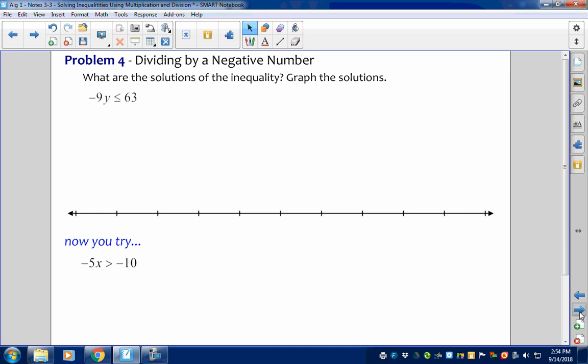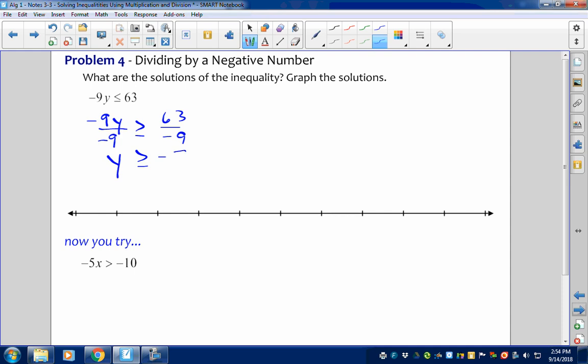All right, last one here, dividing by a negative number. Take the negative 9y here into 63. I'm not going to write my symbol yet. Divide by negative 9, divide by negative 9. Because I'm dividing by a negative, reverse the direction from the original problem. We have y is greater than or equal to negative 7. So negative 7 here, closed circle. Go to the right.